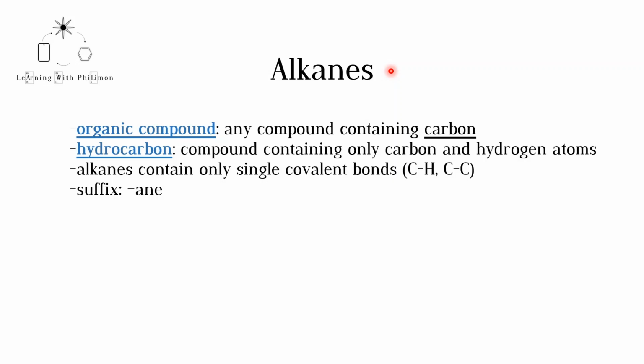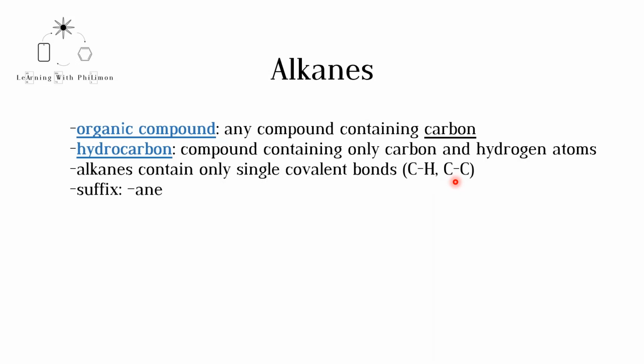In this video, we will be looking at the organic compounds called alkanes. Before starting, let us define the term organic, which is the topic of this playlist. Organic compounds are any compounds containing carbon. Alkanes are the simplest type of organic compound. Alkanes are a type of hydrocarbon, compounds containing only carbon and hydrogen atoms. More specifically, alkanes consist of only single covalent bonds, carbon-hydrogen and/or carbon-carbon bonds.